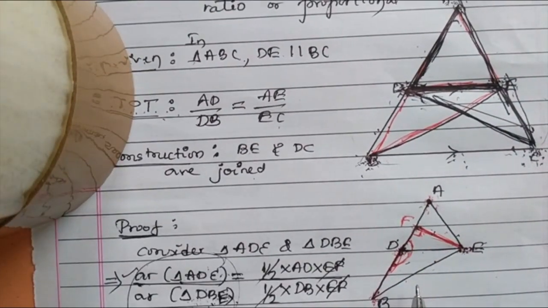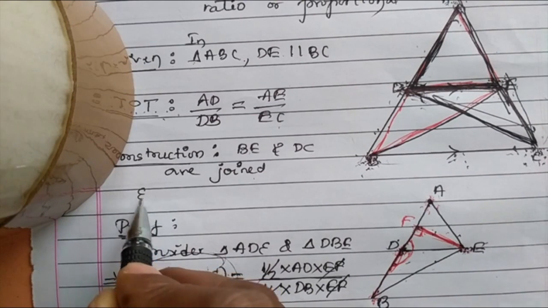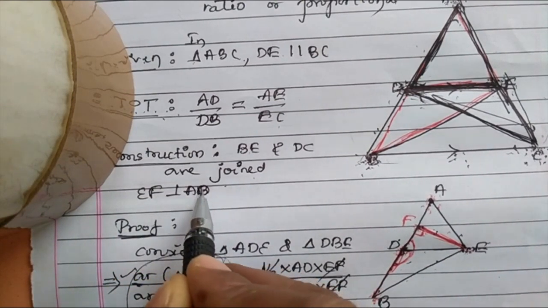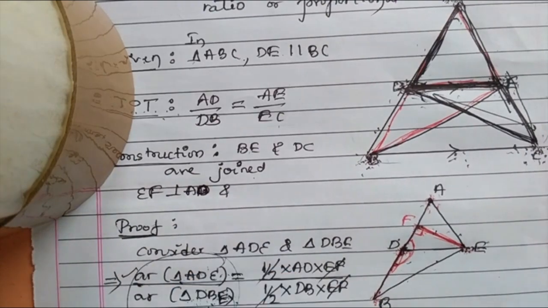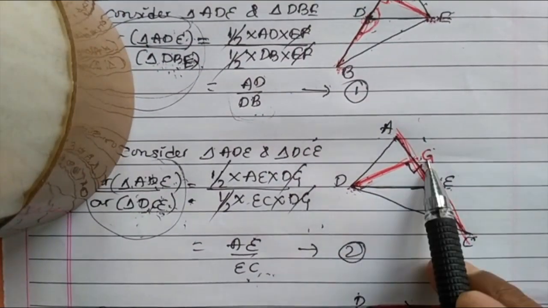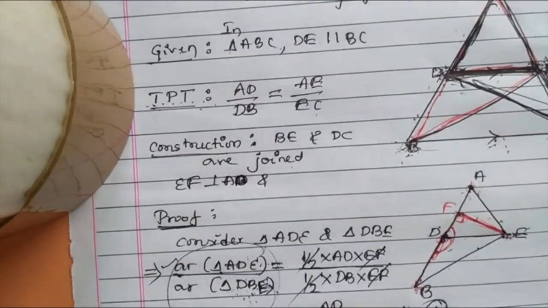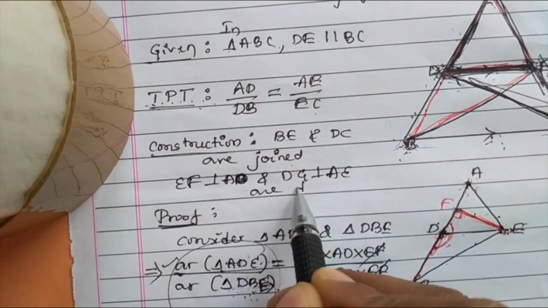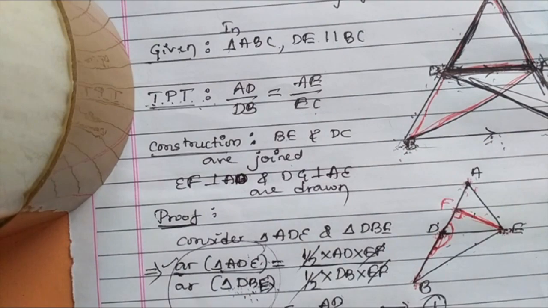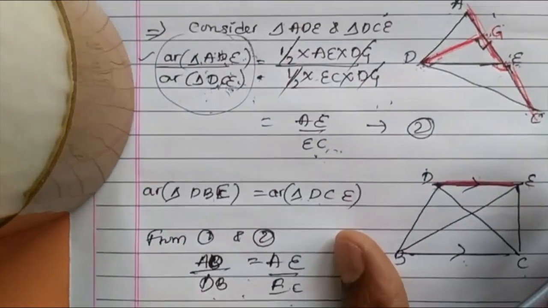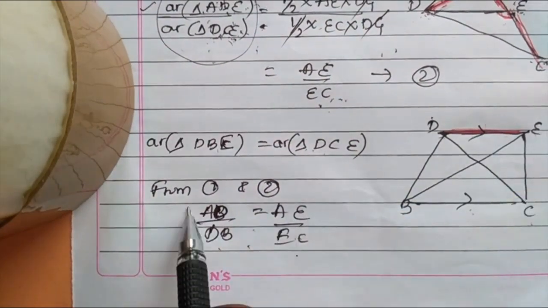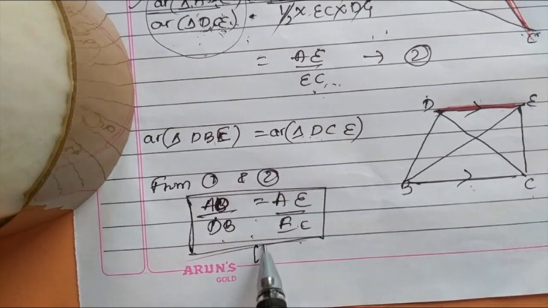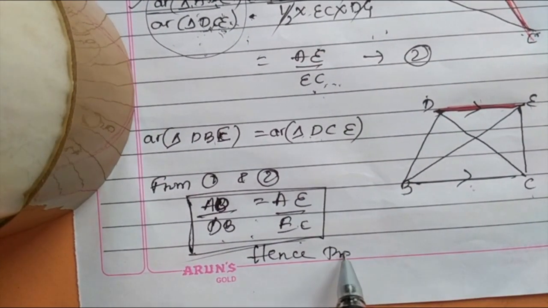In the first equation, EF perpendicular to AD, and in the second proof, DG perpendicular to AE are drawn. That you have to complete. Finally, our BPT result is obtained. Hence, proved.